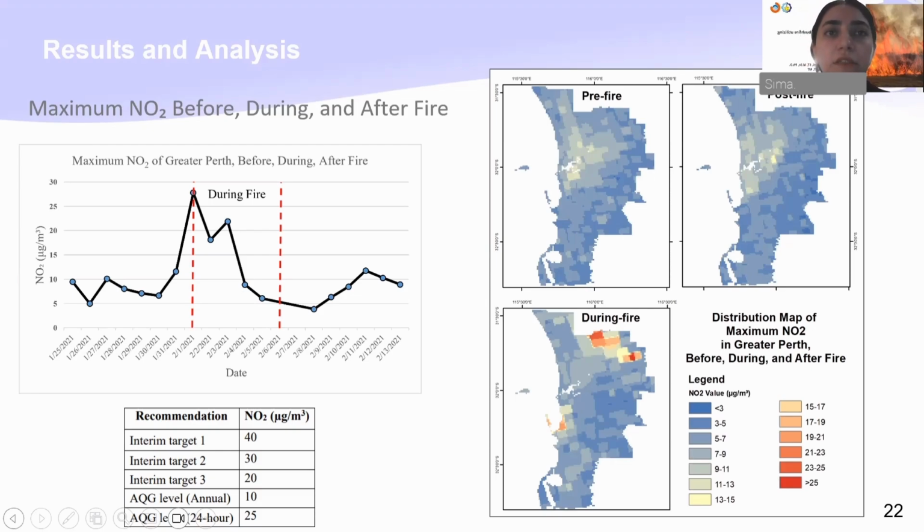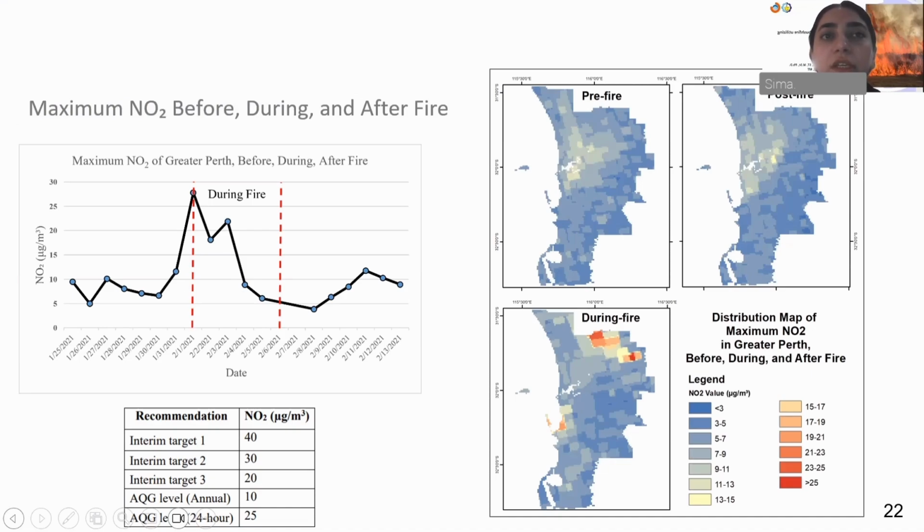Mean nitrogen dioxide values generally met WHO standards, while maximum values indicated short-term exposure risks exceeding WHO 24-hour air quality guideline levels during the fire. The fire caused severe air quality deterioration, with substantial health risks highlighted by peak nitrogen dioxide levels.